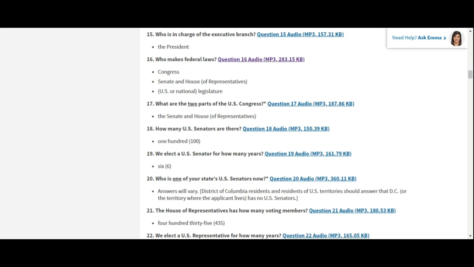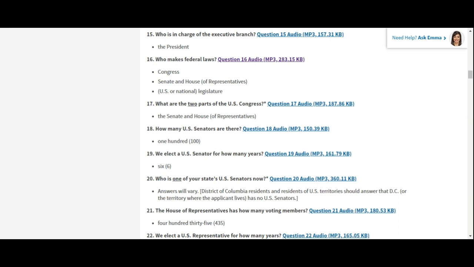Of course, answers will vary here. So just Google who your US senator is depending on where you live. District of Columbia residents and residents of US territories should answer that DC or the territory where the applicant lives has no US senators. So that's if you live in DC or you're a resident of one of the US territories. Otherwise you can Google the answer for this, because the answers will vary depending on the state in which you live.